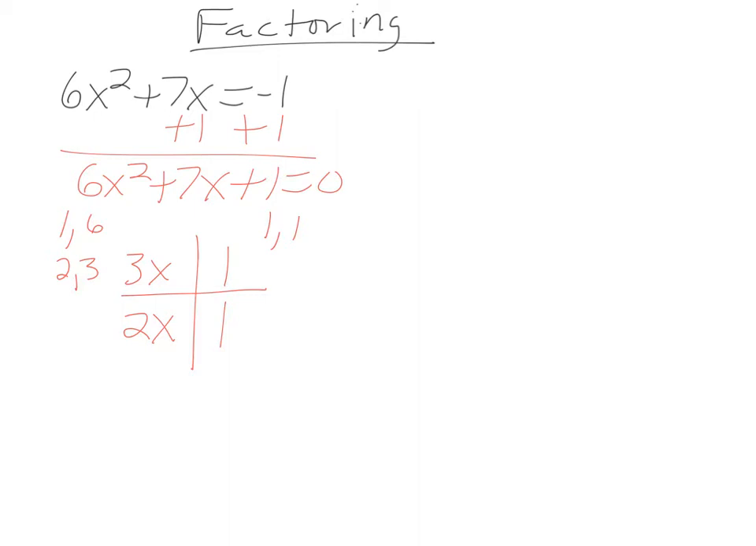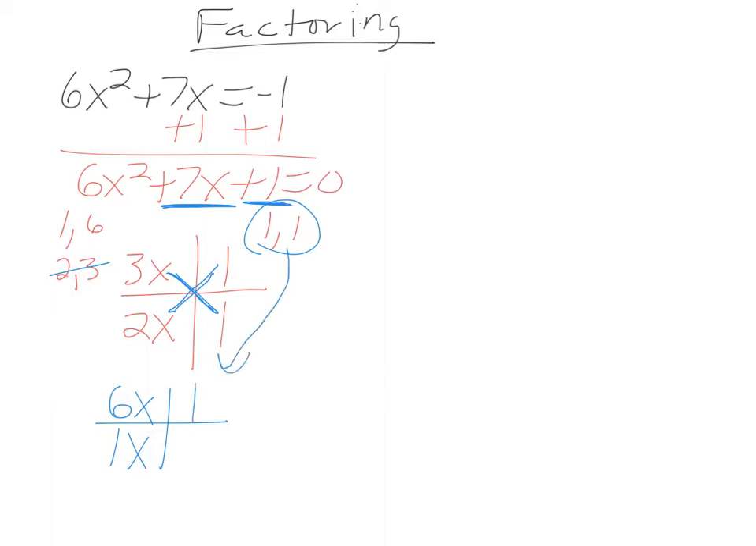Now I'm going to multiply this way and this way. So that is 3x, that's 2x, and 3x plus 2x is 5x, but that's not what I want. I want this middle term, 7x. So I know that 2 and 3 will not work. So I'm going to try 6x and 1x. I still have to use my 1 here, because you want the factors of that last term, the c term. So I'll put 1 and 1.